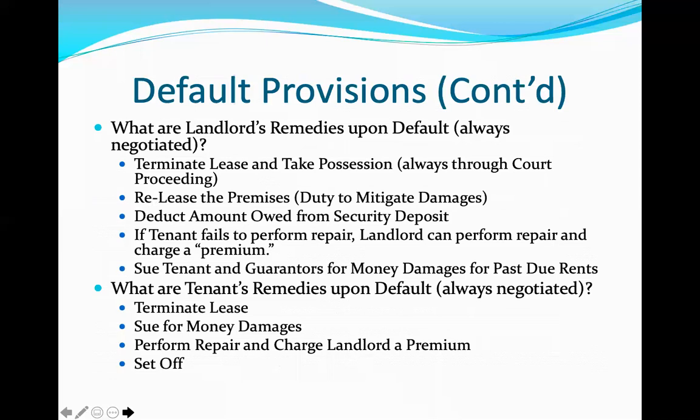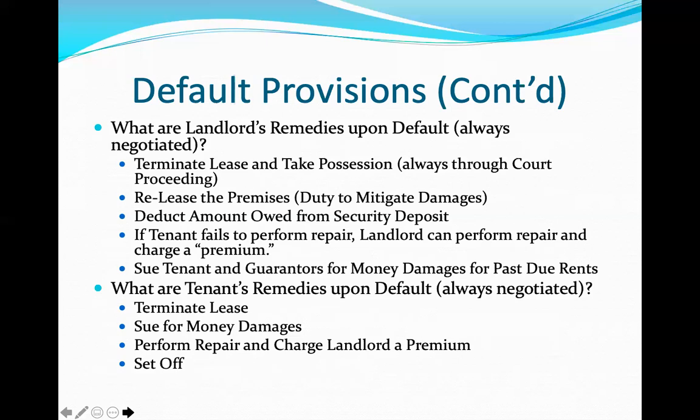So the next step: a tenant is in default under the lease. What are the remedies for a landlord? These again are always negotiated. A landlord has the right to terminate the lease and take possession, always through a court proceeding. The worst thing you can do, and I've had litigation where a landlord just went in and changed the locks, is self-help, and that's prohibited under the law of every state in the United States. There's a proceeding for a landlord to take back possession of the property.